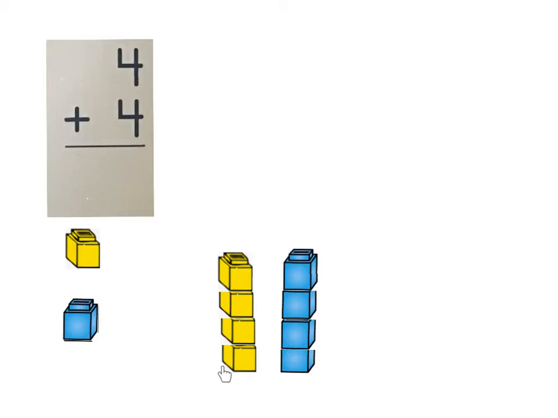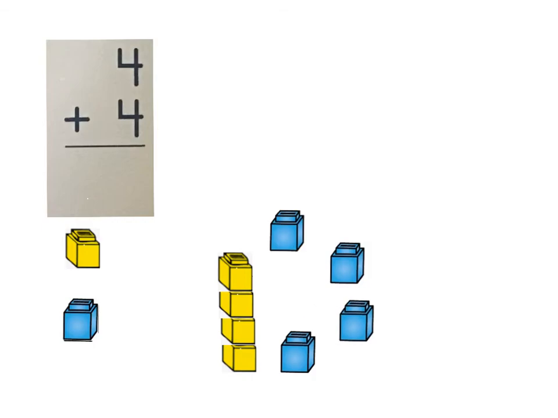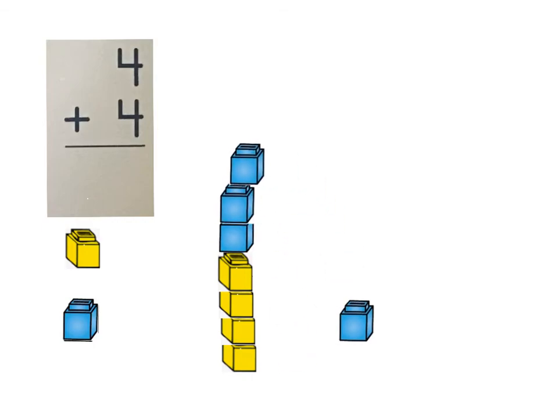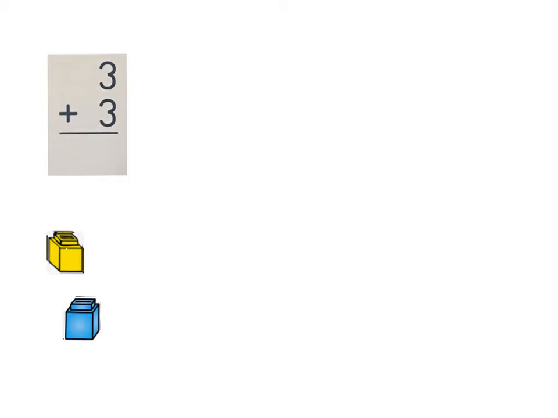All right, how many cubes, if we put both towers together, let me do that now. How many cubes do you think it's going to be all together? Let's count and see, ready? 1, 2, 3, 4, 5, 6, 7, 8. Which makes sense, right? Because 4 plus 4 equals 8. That's great.